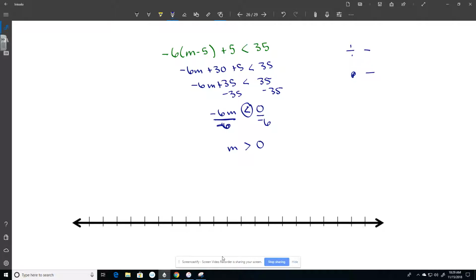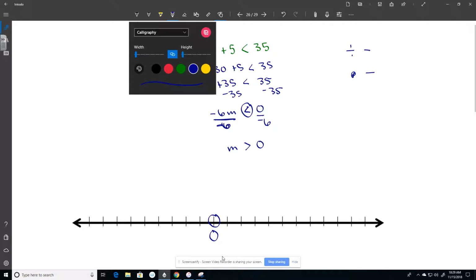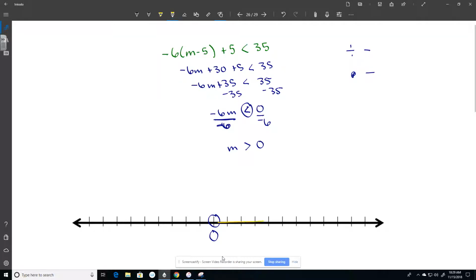In this case, I only have to include one number because the number that I want is 0. And I'm working ahead of myself just a little bit. At 0, I'm going to put an open circle because I can't be 0. If this had a line underneath it, I would put a closed circle here, but it's an open circle. And my arrow is pointing to the right because m is bigger than 0. So again, I'll do this in yellow just so you can see where it's at. But my arrow on my number line would point to the right.